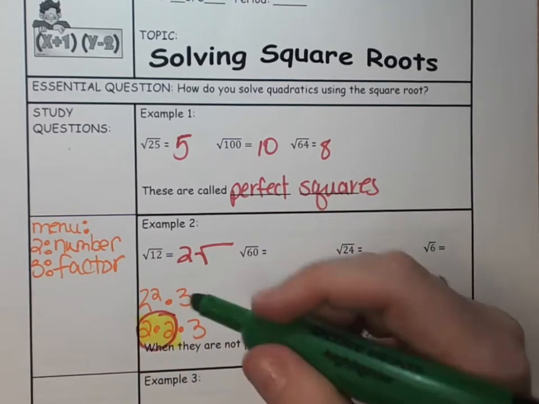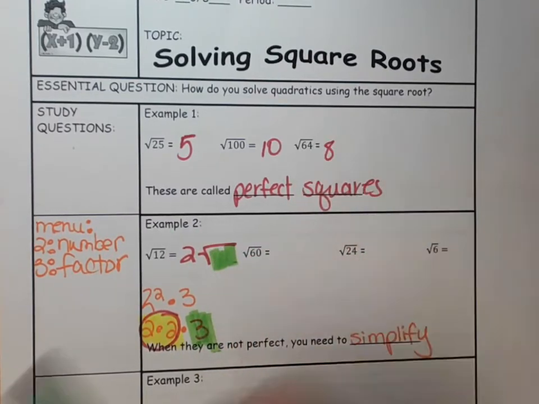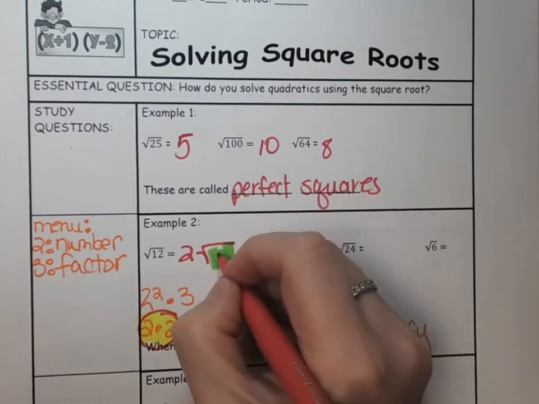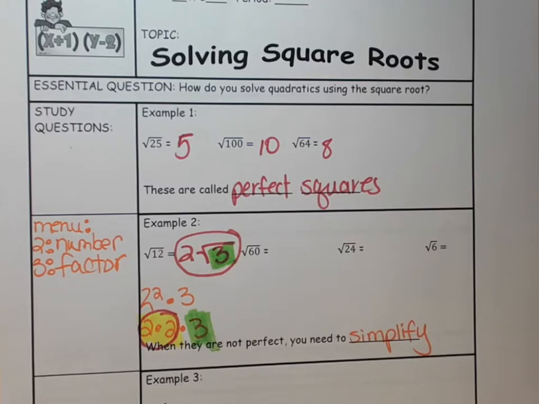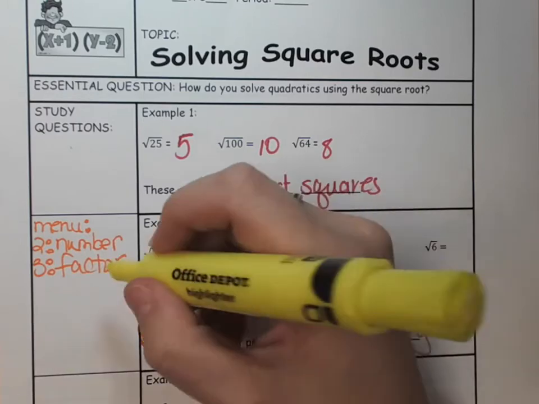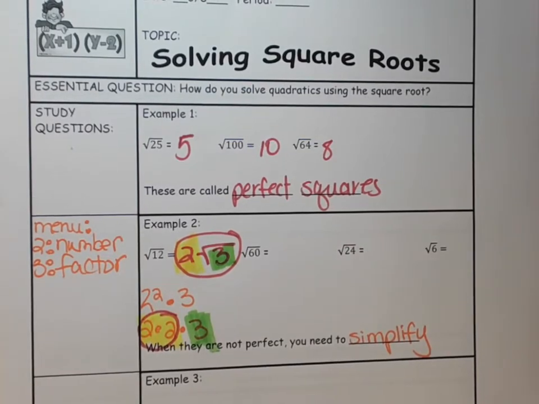This 3, he's single. He didn't get invited to the party. So guess what? He has to stay inside the house. He doesn't get to go to the party. That is how you simplify square roots that are not perfect.